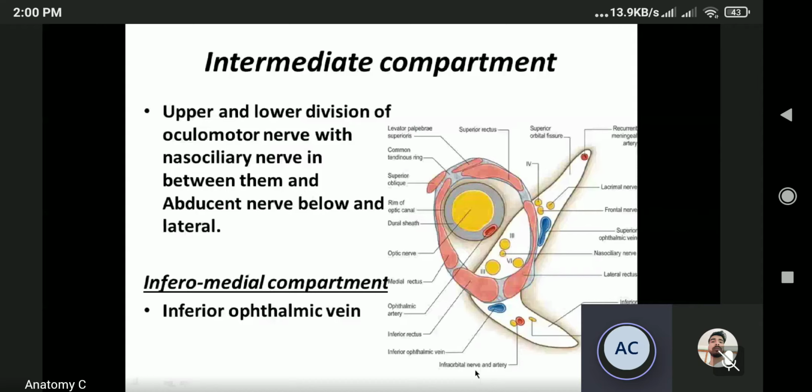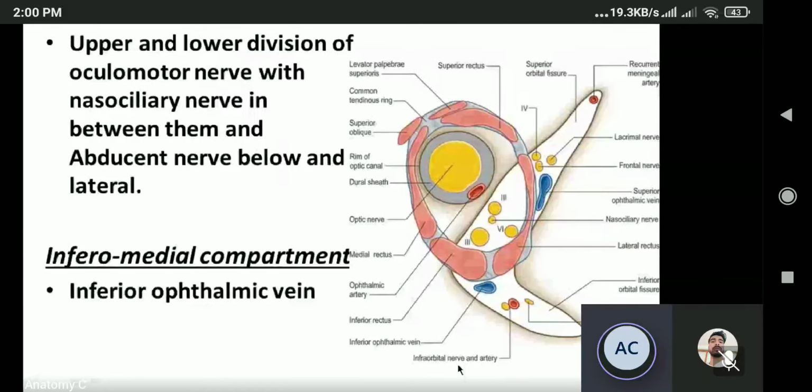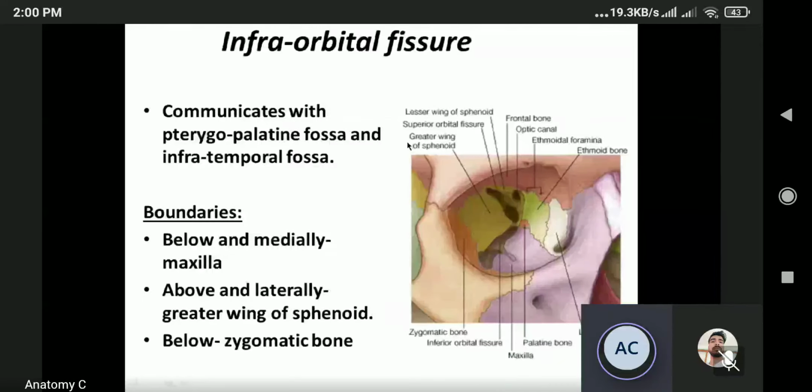Now talking about the inferior orbital fissure. This is the superior orbital fissure, this is the inferior orbital fissure. It communicates with the pterygopalatine fossa and infratemporal fossa. Please remember here we have discussed also that below it we are getting the pterygopalatine fossa and infratemporal fossa. So what are the boundaries? Below and medially by the maxilla, above and laterally by the greater wing of the sphenoid, and below by the zygomatic bone. So look at here, this is above and laterally by the greater wing of the sphenoid, below and medially by maxilla, and below by this zygomatic bone. Okay.